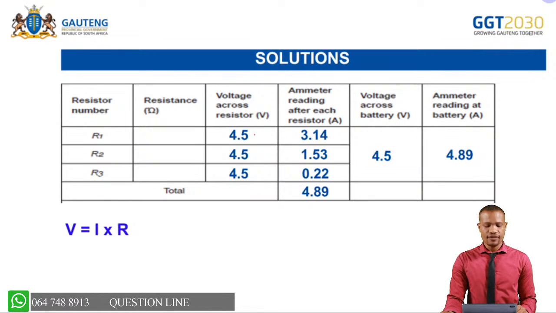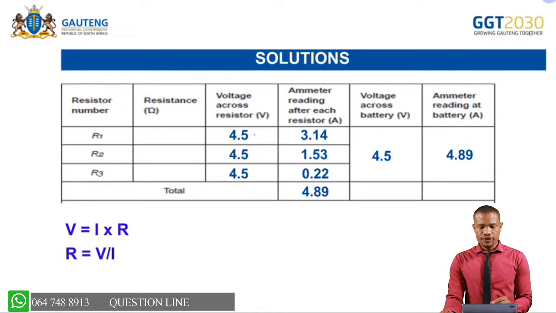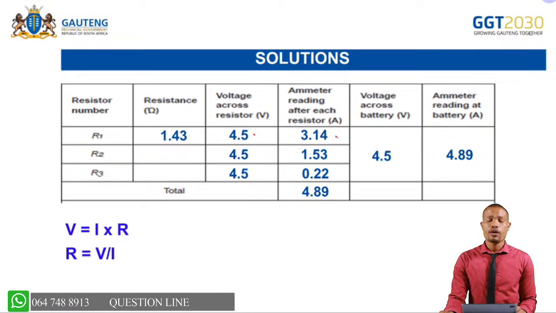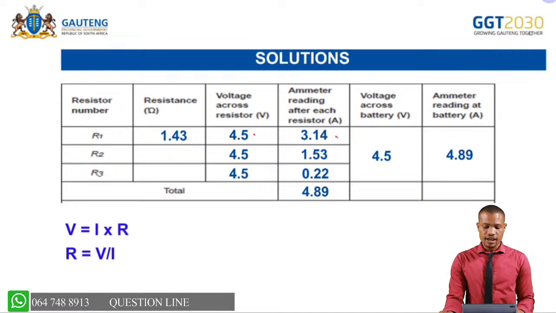So we need to rearrange this formula so that R is the subject of the formula, and we can just divide what remains, right? So if we rearrange the formula, we get R is equal to V over I, V being this voltage, I being this current. So for the first one, we divide 4.5 by 3.14, and we get what? 1.43 ohms. The second one, we divide 4.5 by 1.53, and we get 2.94 ohms.